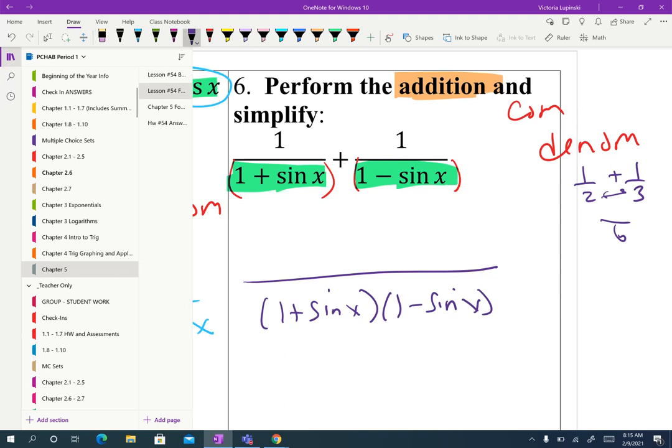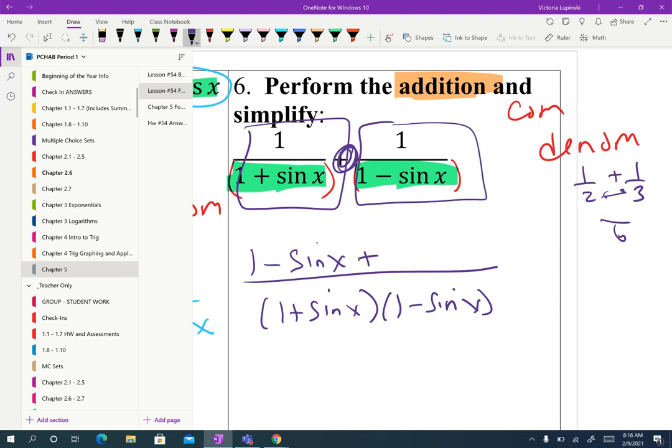Then for the numerator, I would have to multiply this fraction by 1 minus sine over 1 minus sine. So in the top, 1 minus sine. Then this is an addition sign, so addition. I would have to multiply this term by 1 plus sine over 1 plus sine. So that's going to give me 1 plus sine. Taking a look at the numerator, some good things happen. The good thing is the fact that you can cancel out those sines. So negative sine plus positive sine cancels out. 1 plus 1 makes it 2.